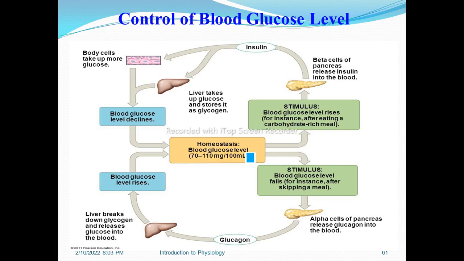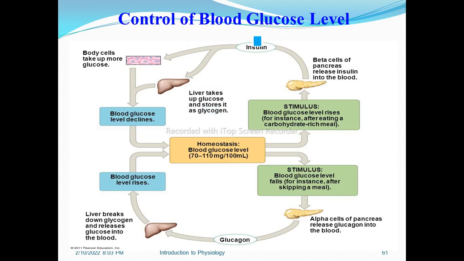But the stimulus is that blood glucose level rises, for instance, after eating a carbohydrate rich meal. If blood glucose level rises, beta cells of the pancreas release insulin into the blood. That means since blood glucose level increases, the pancreas responds by making beta cells release insulin into the blood. So insulin is produced and goes into the blood. So body cells take up more glucose. The liver takes up glucose and stores it as glycogen.